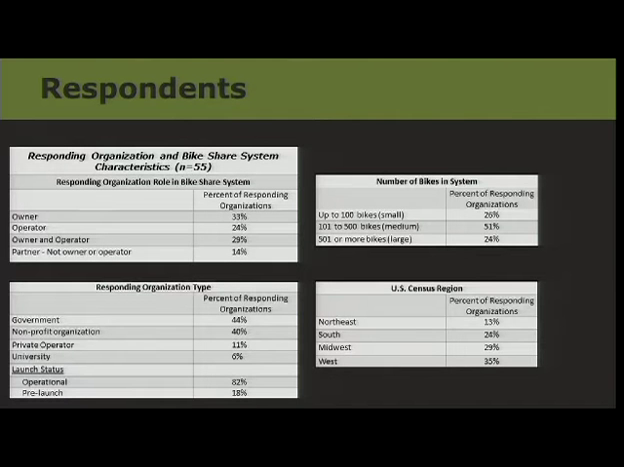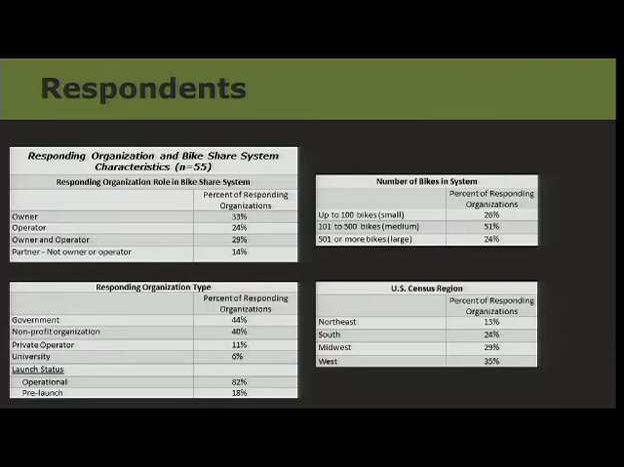But you can see that, for the most part, our survey captured a pretty equal split between owners, operators, and owner and operator type systems. We had a lot of government and nonprofit organizations, very few private operators, and most of our respondents had operational bike share systems, but we did have a few that were in pre-launch stages, and they provided some interesting insights on how they were approaching equity.